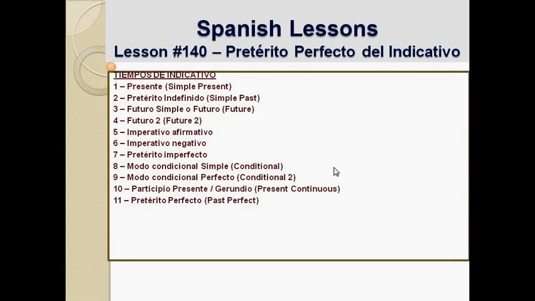Hi there, students. This is our lesson 140, and in this class I will show you how to conjugate the verbs in Pretérito Perfecto del Indicativo. This would be in English the past perfect, okay? For example, I have gone, I have eaten, okay? Past perfect. In Spanish, the name of this tense is called Pretérito Perfecto del Indicativo, or just Pretérito Perfecto.